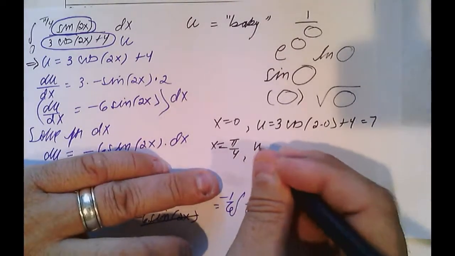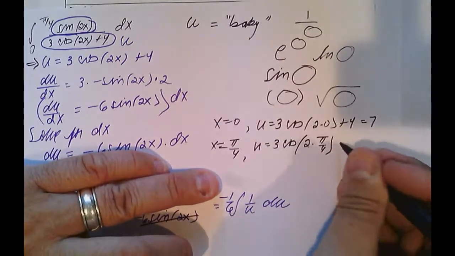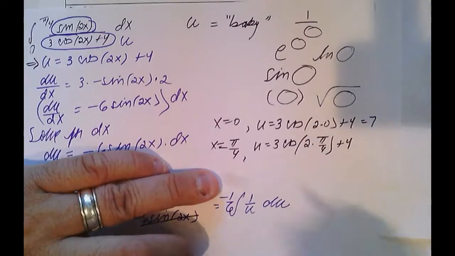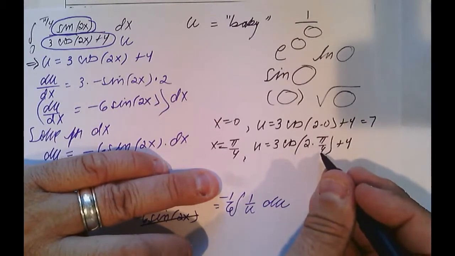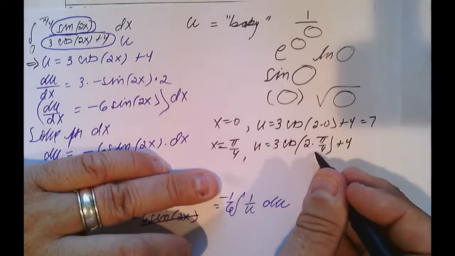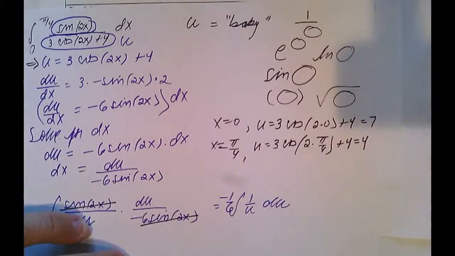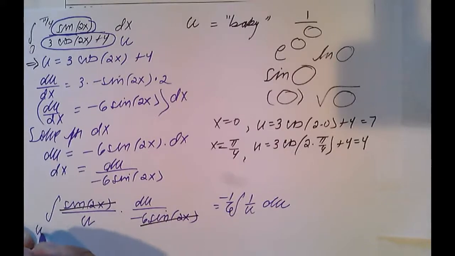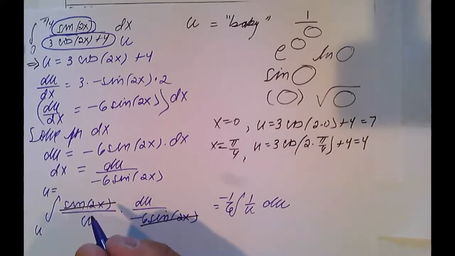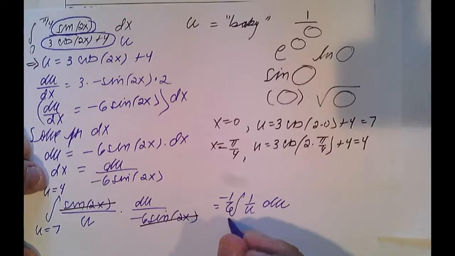If x equals pi over 4, then u is 3 times the cosine of 2 times pi over 4 plus 4. 2 times pi over 4 is pi over 2. The cosine of pi over 2 is 0. 3 times 0 is 0, plus 4 you get 4. So what that means now is that my limits, they used to be x equals 0 and x equals pi over 4. Now they are u equals 7 and u equals 4. So my limits are 7 and 4.